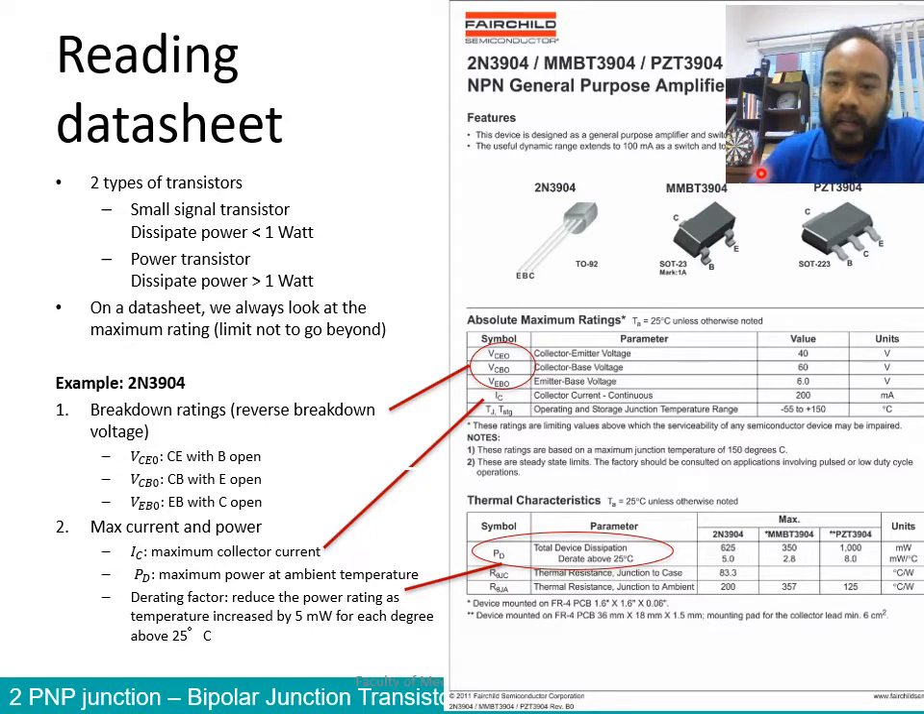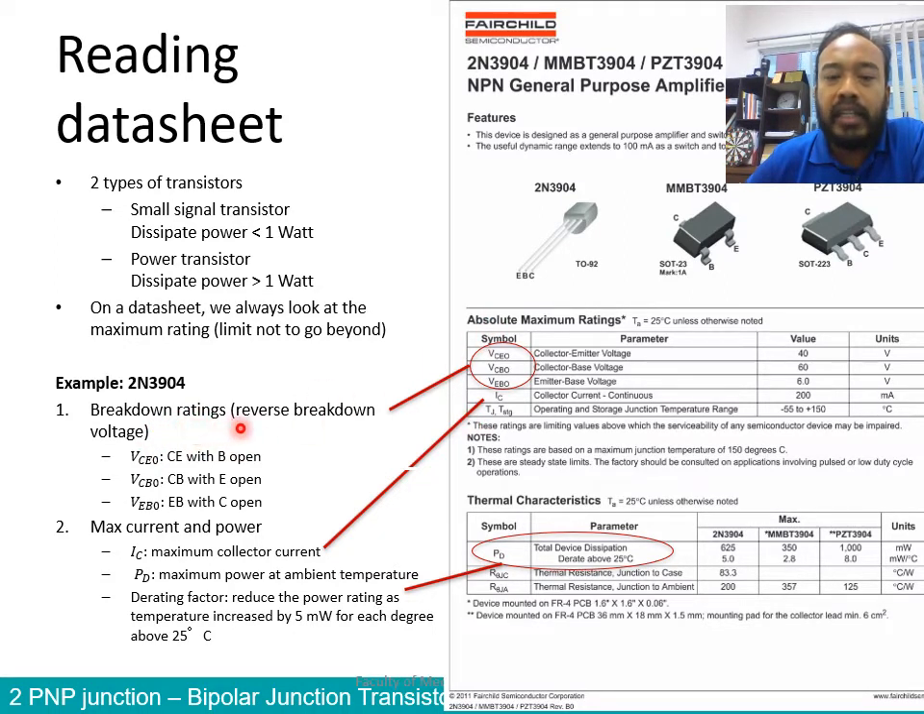So the next thing that we would like to look at is the part where it's written absolute maximum rating. Here in the first part, what we have is what we call breakdown ratings. Breakdown rating, as you know, is the rating of different values. Basically, here are the voltages.